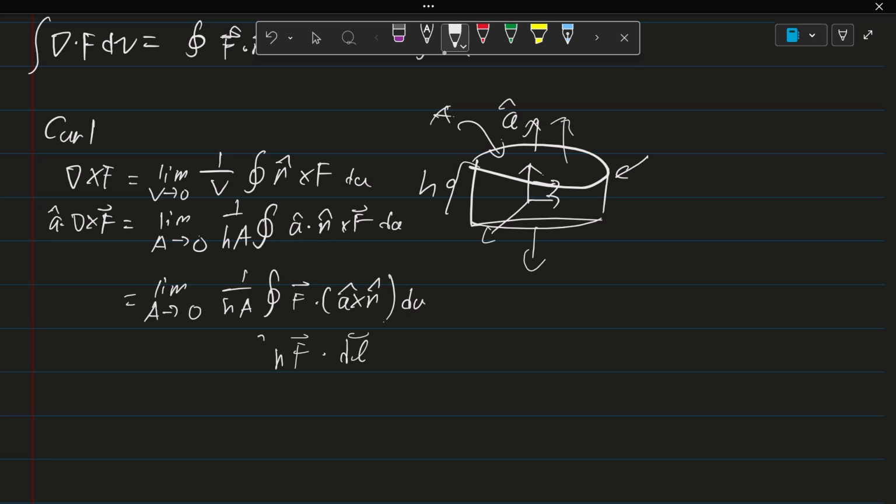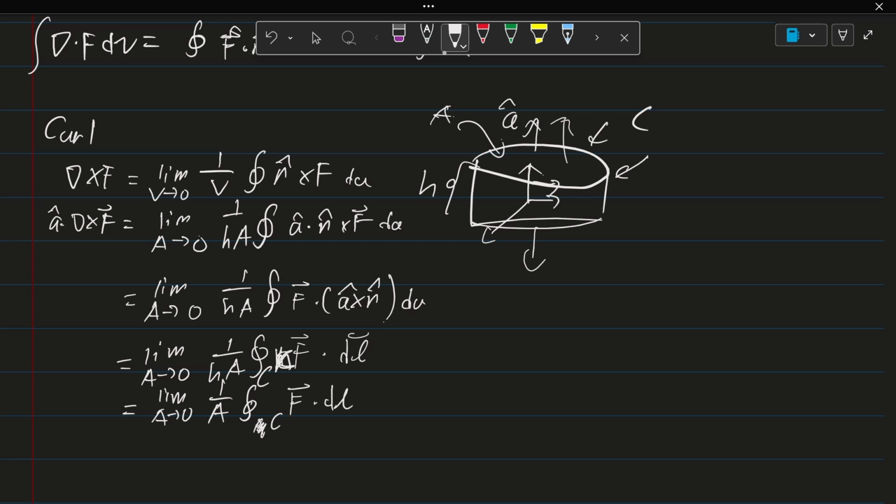That's pretty much the area, 1 over h A, the limit as A goes to 0, which means we figure out another definition of the curl. The limit as the area goes to 0 of 1 over A of the closed integral of the path, which we'll call the new path c, of the path c, sorry, that's h. And you could cross out the h to be f vector dot dl vector, or pretty much just a line integral.